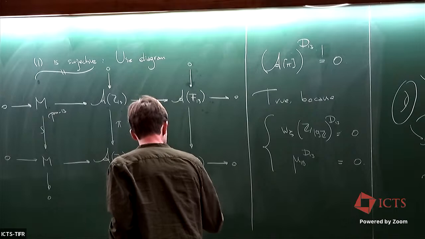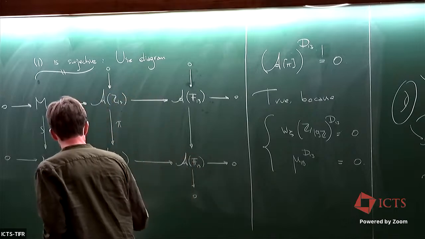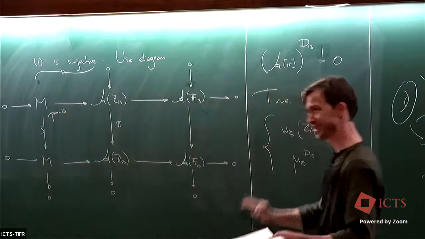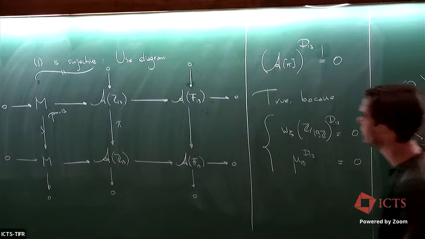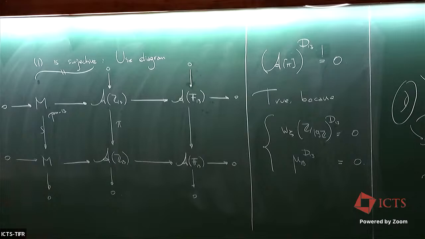Therefore, the co-kernel here is 0, as we wanted. Okay, so it's a bit of a complicated diagram chase, but that's the basic idea. So again, the core issue was to understand what A pi does. And because we filtered it by 2 pieces, after a base change we can understand it, and we're good to go.